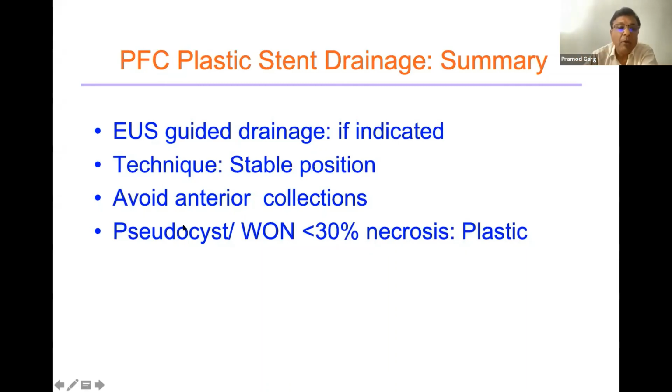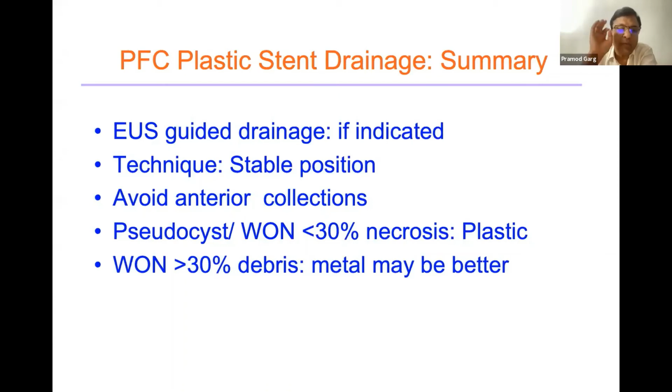That's important. For pseudocyst and walled off necrosis with less than 30% debris, I would strongly recommend placing a plastic stent. And those who have more than 30% debris or infected necrosis, I think a metal stent might be better. I'm not sure it is better, but might be better. Thank you for your kind attention.